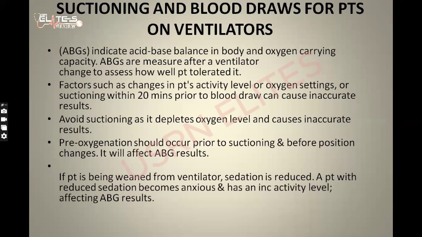ABGs indicate acid-base balance in the body and oxygen carrying capacity. So arterial blood gases, as the name even implies, are the amount or percentage of gases within your arterial blood. It helps us when someone is on a ventilator. Frequent ABGs can help us determine whether we should switch patients into a particular mode or maybe a different mode, depending on what you get.